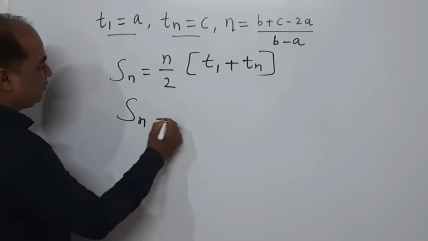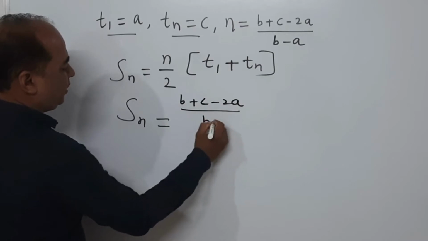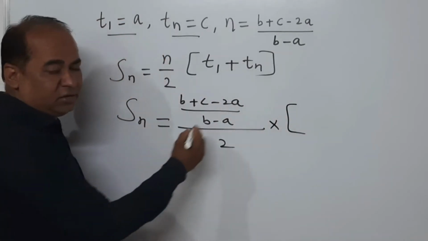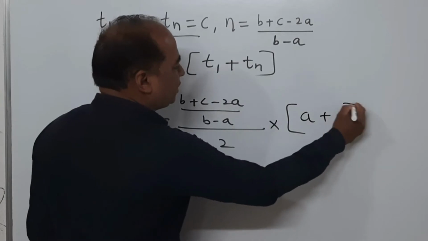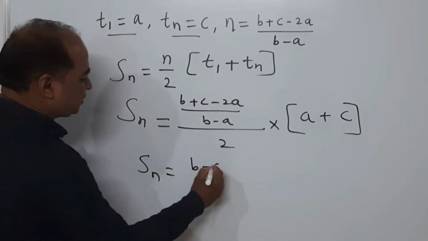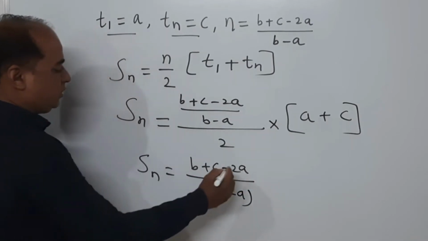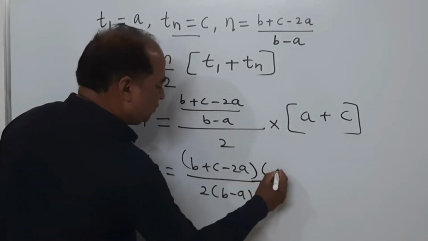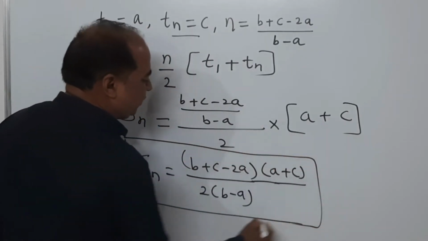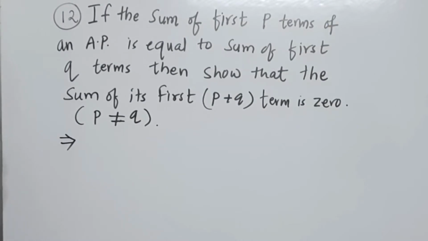So the sum of all terms Sn is equal to, n is equal to B plus C minus 2A upon B minus A, whole divided by 2, into T1, that is A, plus the last term Tn, which is given as C. Therefore Sn, the sum of all terms, is B plus C minus 2A whole divided by 2 times (B minus A) in the denominator, into C plus A. So this is the sum of all terms of an AP when the first term and last term are given.